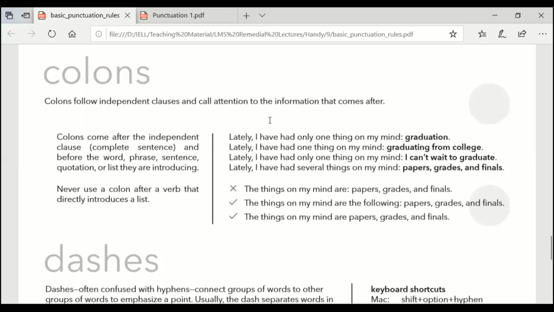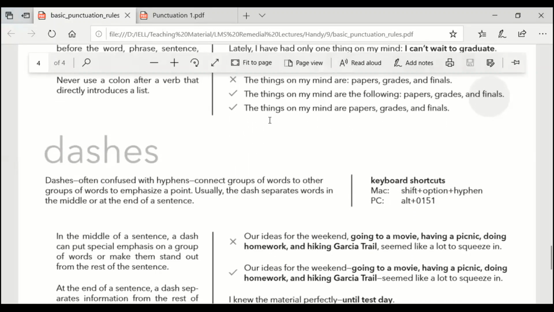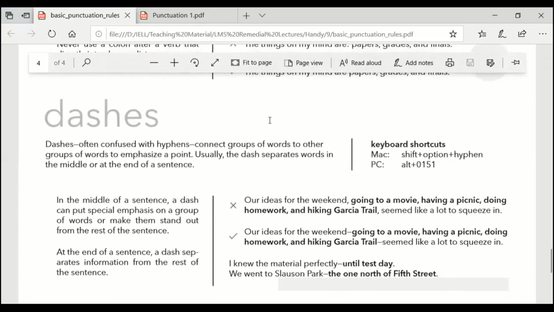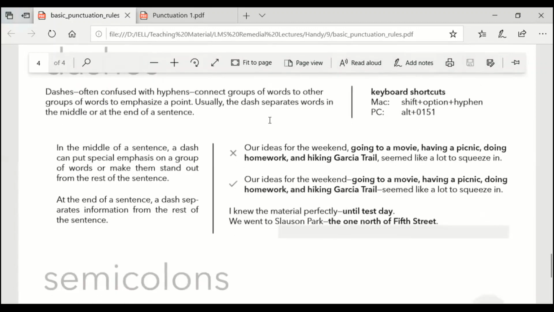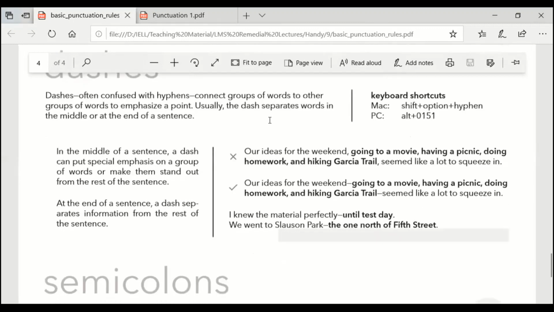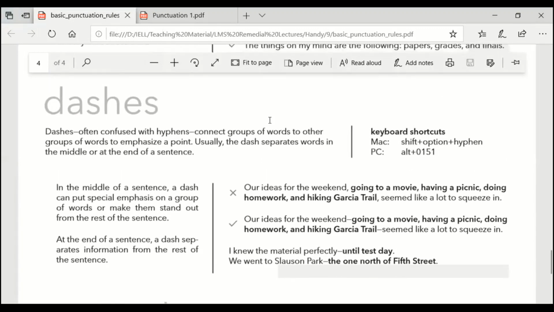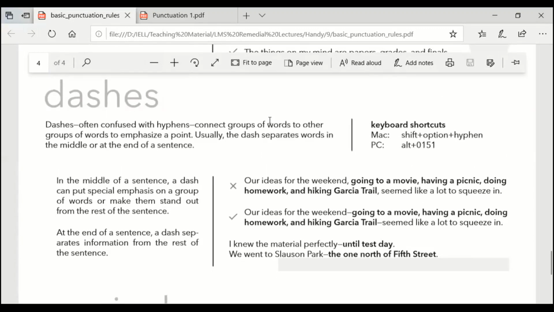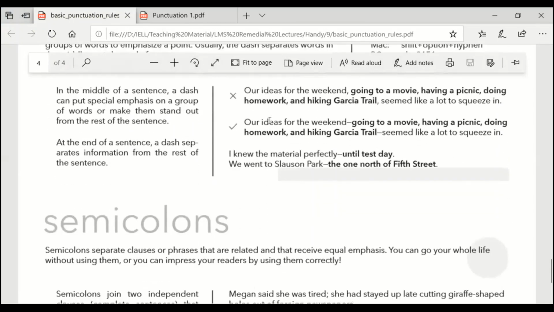Okay, moving on, we have dashes. These are very rarely used. Since we're running out of time, we'll just skip that. I'll share these handouts with you. You can access them, and if there are any queries, we'll discuss them in the live session.